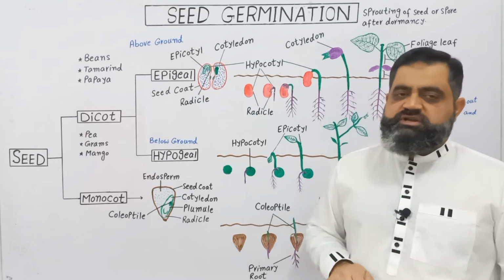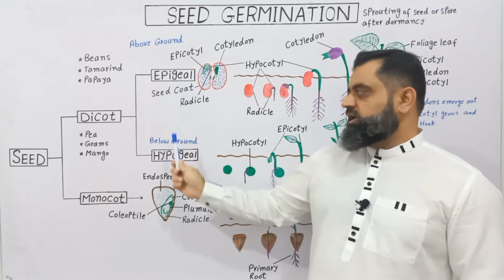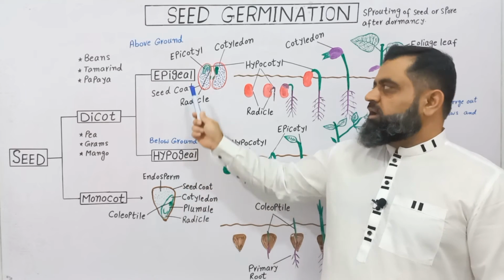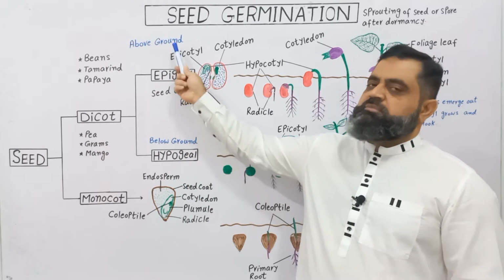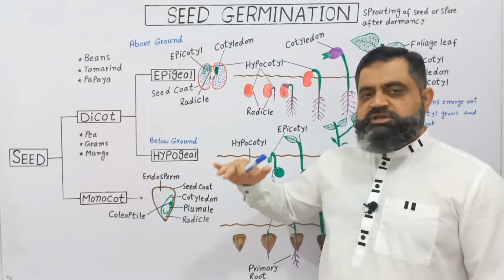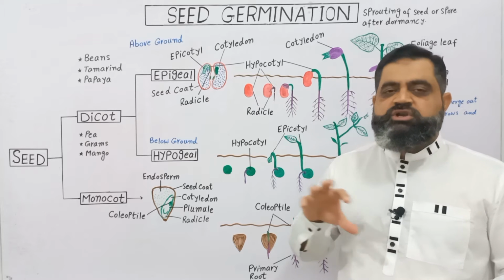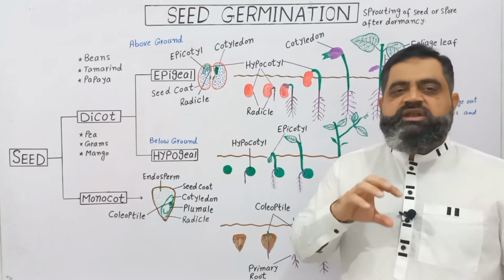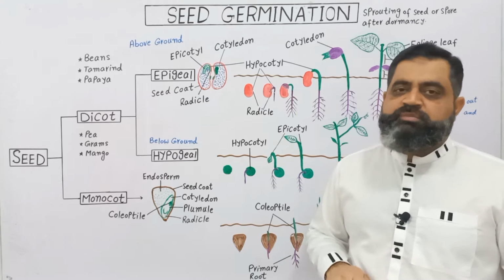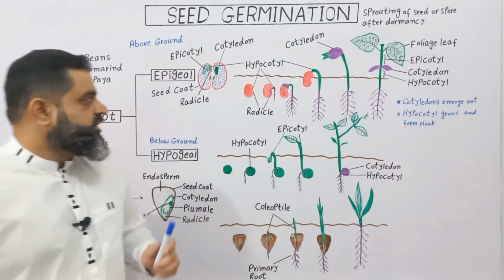According to the types of seed, there are two types of germination, which are known as epigeal germination and hypogeal germination. Epigeal germination usually takes place above the ground, out of the soil, while hypogeal germination takes place below the soil, below the ground level. So we are going to discuss these two types of germination in detail in different types of seeds of plants. Let's discuss epigeal germination first.